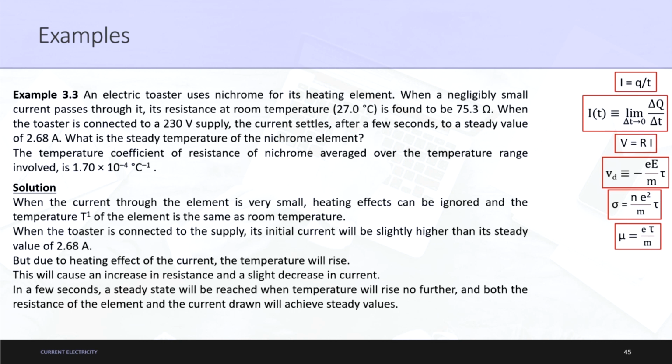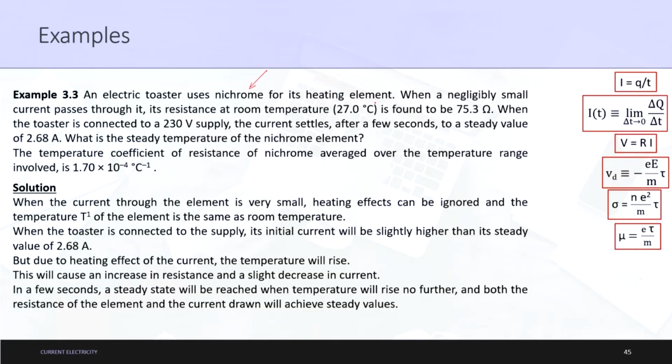An electrical toaster uses nichrome as an element for its heating element. A heating element is a substance that has a higher capacity to change its resistivity, so that with a small increase in, let us say, surrounding temperature, the increase in temperature for that complete element is very high. If it is very high, it can be used as a heating element. So an electrical toaster uses nichrome for its heating element.